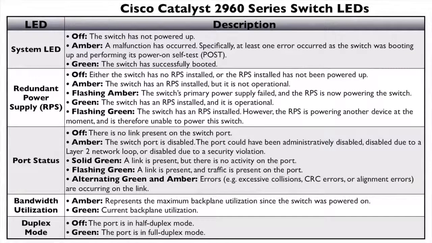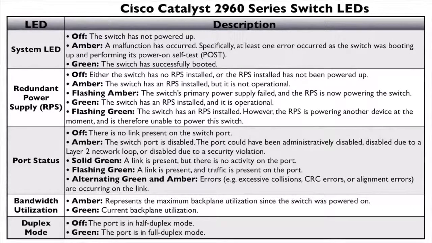Green means that an RPS is installed and it is operational. If it's flashing green, that means that yes, there is a redundant power supply installed, but it's currently powering another device. It's not able to power this switch.